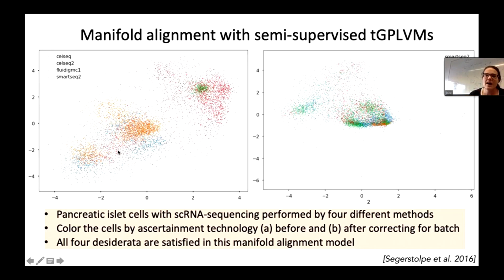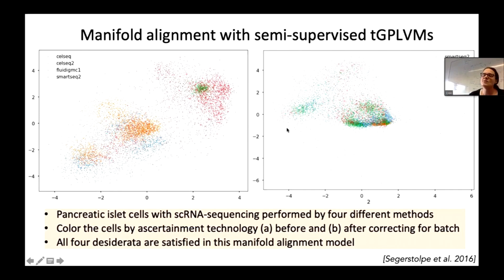The idea here is that we're going to color the cells by the ascertainment technology. So here, on the left, is tGPLVM, where we haven't put in batch. So we're just modeling the 2 latent dimensions without including batch. And you can see this sort of scary, dangerous thing where there's really nice separation of each of these cells by which technology they were ascertained with.